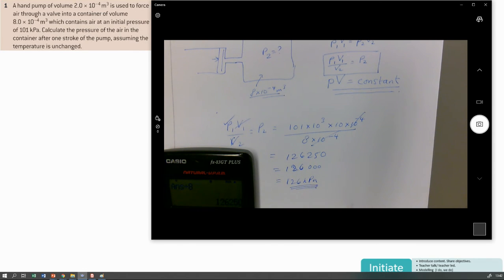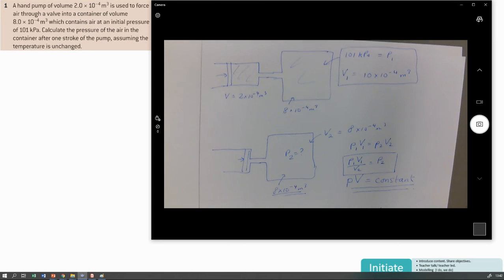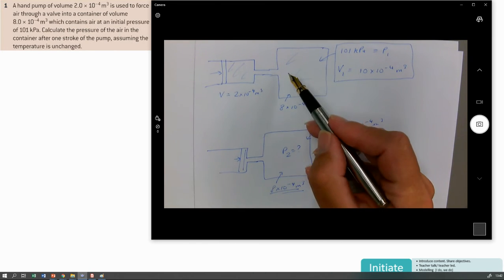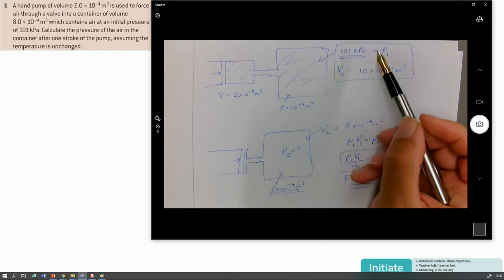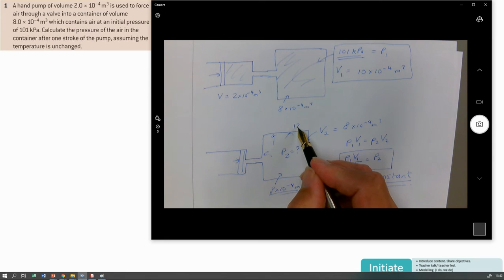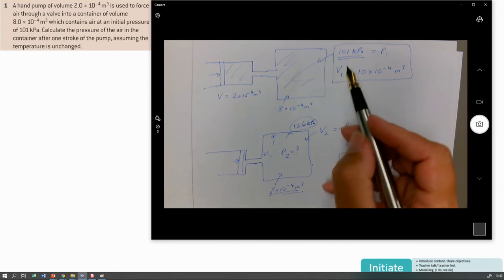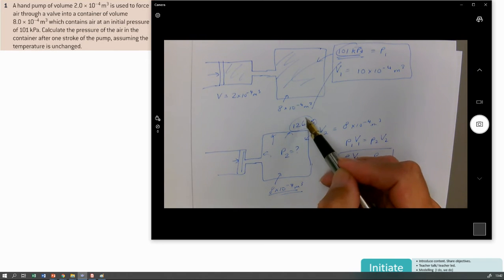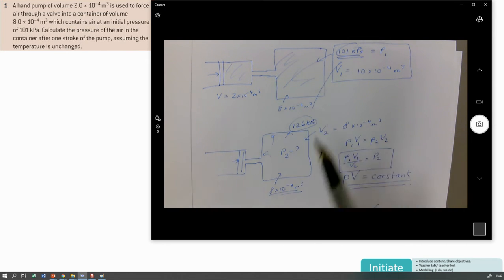Okay, and that makes sense, because we started off with all of this big volume at that pressure, and then we squashed all the air in. So obviously there's more particles trying to get out of this now, bumping around. And so that pressure's gone up now to 126 kilopascals. And it's in the same order of magnitude. Always look out for that. They're both a similar order of magnitude and size. So that entirely makes sense.